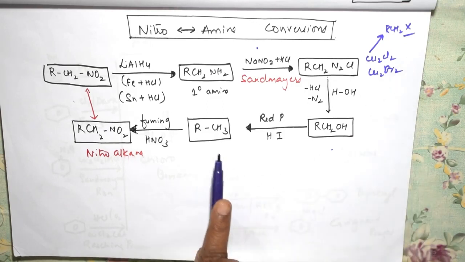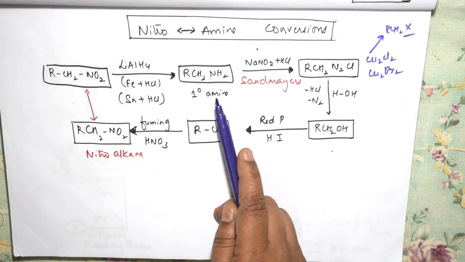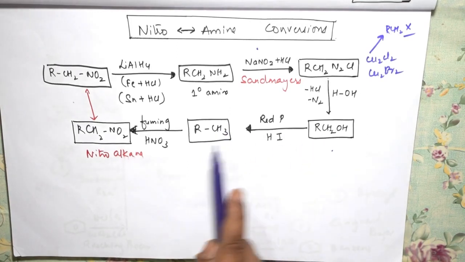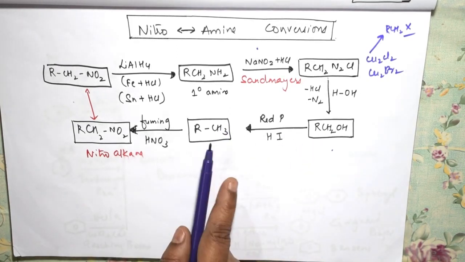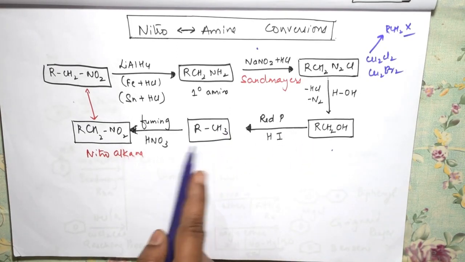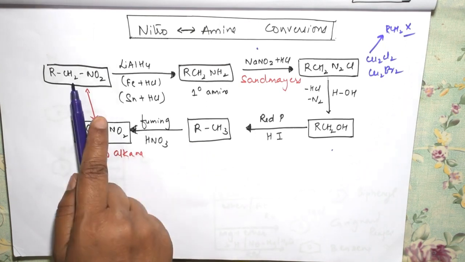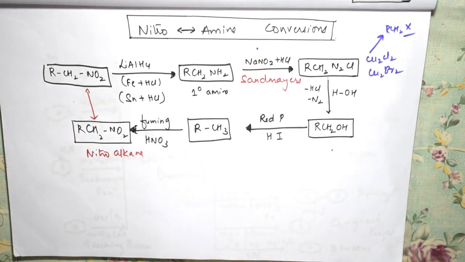Further, if they ask you to convert, see the question is given, convert primary amine to alkane. This is one procedure. Further, you can convert the alkane to nitroalkane, again back to this. So isn't it easy? I've taken the whole nitro. Let us see the next aromatic conversions also.